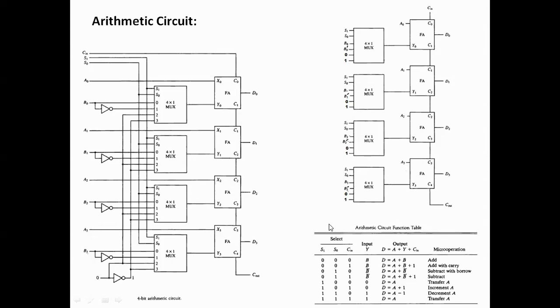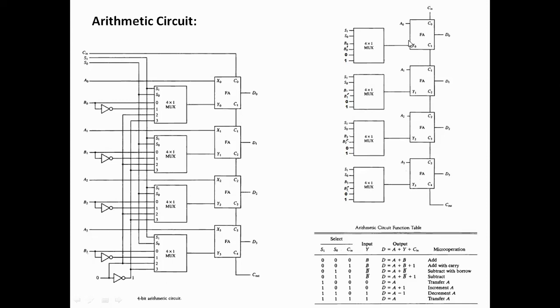Okay, let us take the first thing. If S1 and S0 are 0, 0, what will be here? B0, B1, B2, B3. So A0 will be added to B0, A1 will be added to B1, A2 to B2, A3 to B3, like that. So this is a simple addition going on.